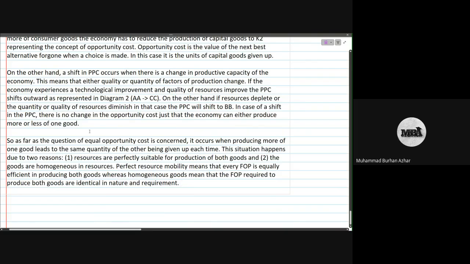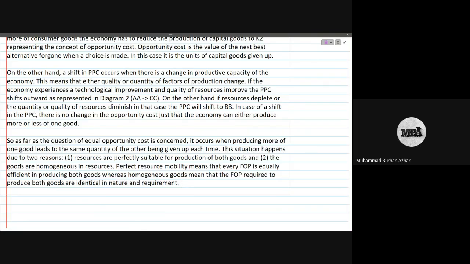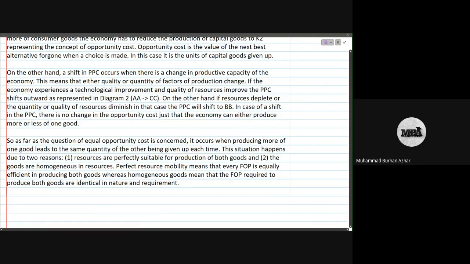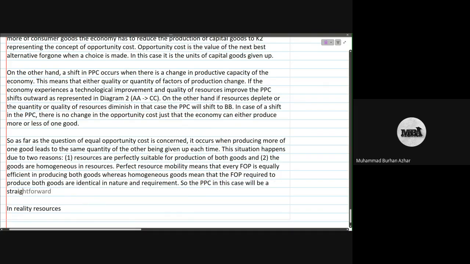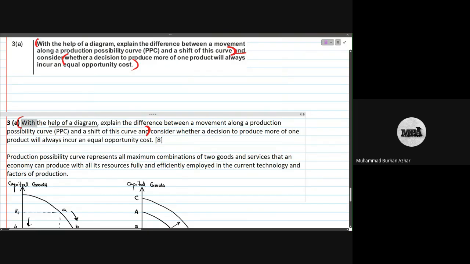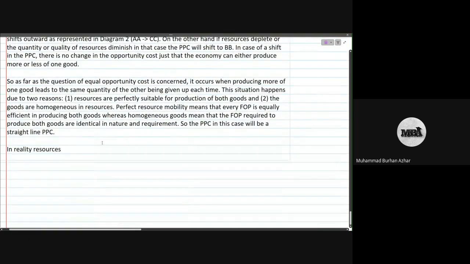Now we will explain whether this is possible in reality or not. In reality, resources... but before that, we need to add just one line. So the PPC in this case will be a straight line PPC. You can put in a diagram, but that's not explicitly required, because the diagram was required for what? You need to explain with the help of a diagram. You have to explain this thing. So for the second part, even if you don't make the diagram, the marks won't be deducted.